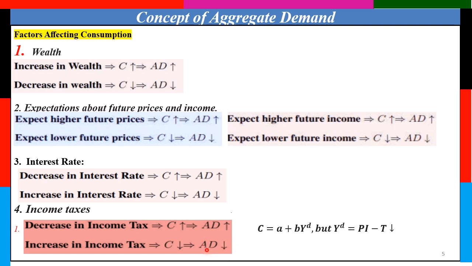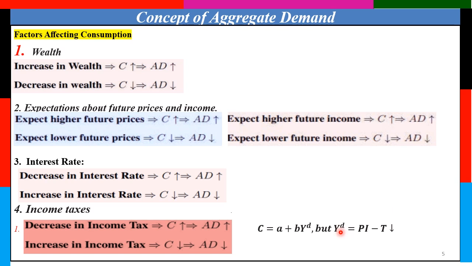How can government tax affect consumption? For example, this is the consumption function. Alpha is constant or autonomous consumption, and B is the slope of consumption, the marginal propensity to consume. YD is disposable income. Disposable income is simply income after tax. Personal income minus tax, we get disposable income.